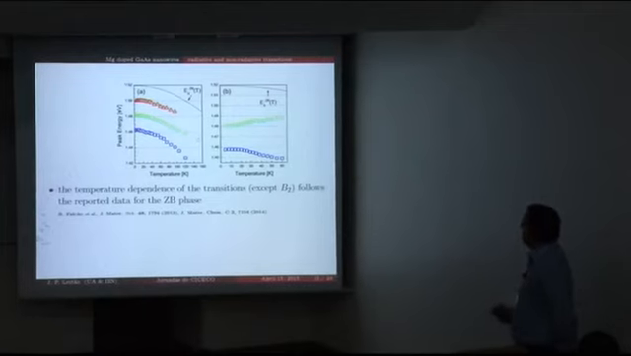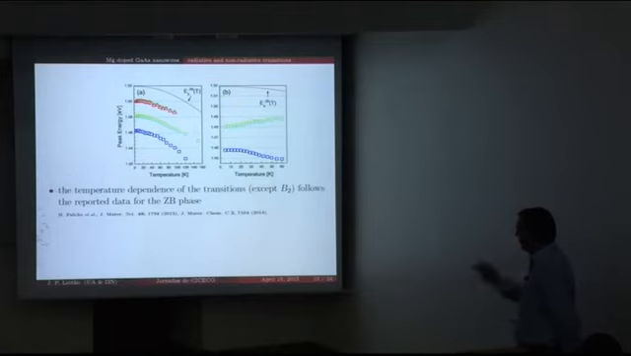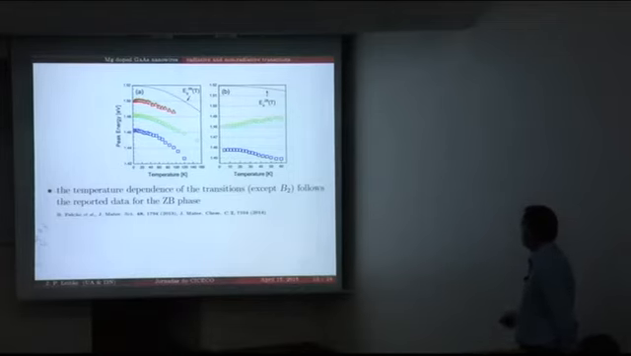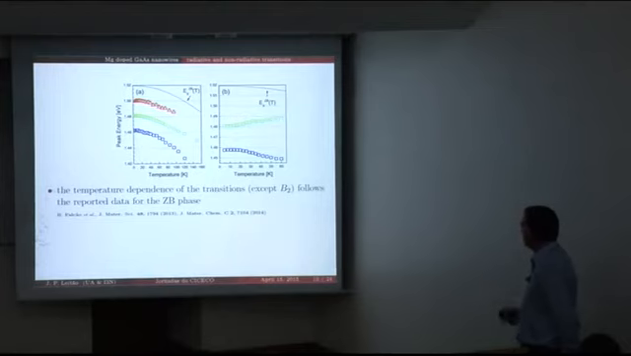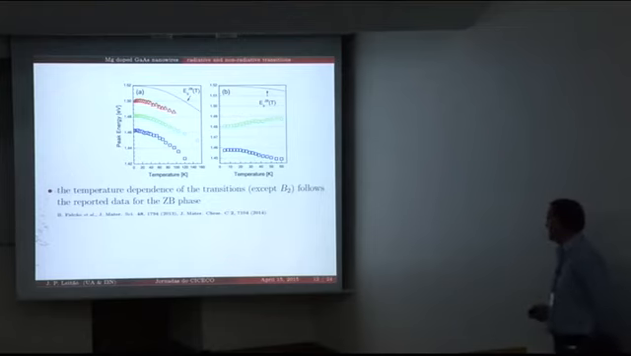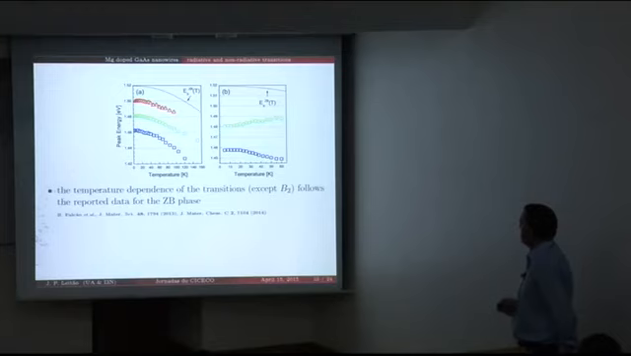Finally, we investigated the dependence of the peak energy on the temperature. We observed that, with the exception of this component for higher energies here for sample B, all the other components follow roughly the reported data for the dependence of the zinc blende phase of gallium arsenide on temperature.